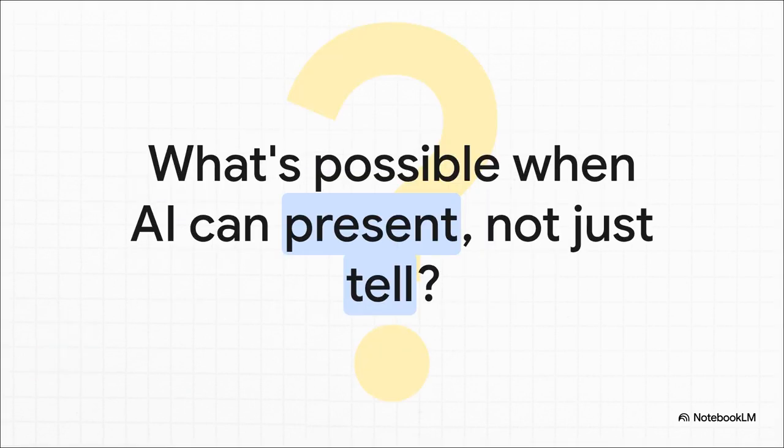And that really brings us full circle. A framework like this represents a pretty big shift. We're moving away from AI as just a tool that tells us stuff and toward a partner that can organize, decide, and present information. So the real question to think about is, what becomes possible when our AI can finally present, not just tell?